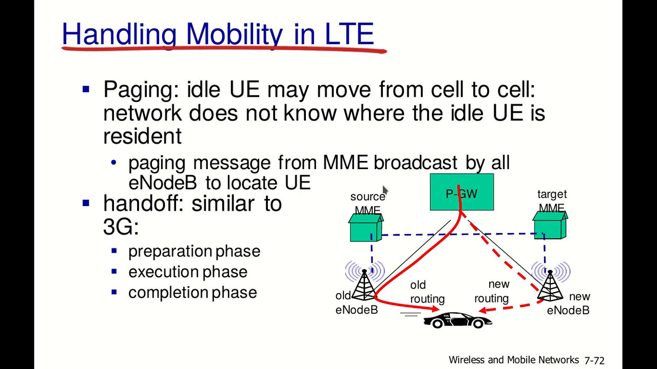So to detect the current location of the mobile user or user equipment, the MME will send a broadcast message, the paging message, to all the eNodeBs within the network. Then the eNodeB will try to locate the requested user equipment. So that's why this handoff mechanism can also become faster in this way, because the MME already knows the location of the user equipment.